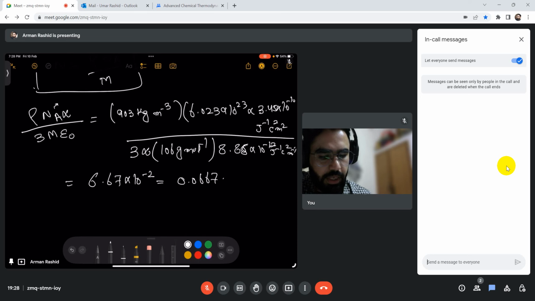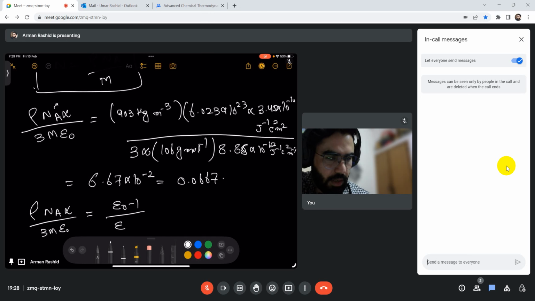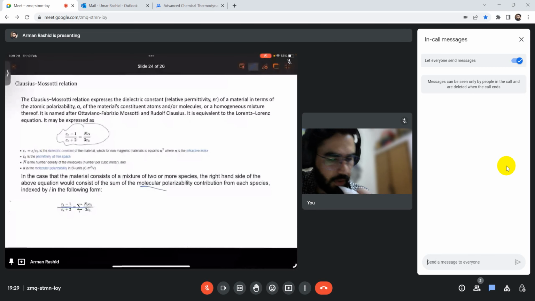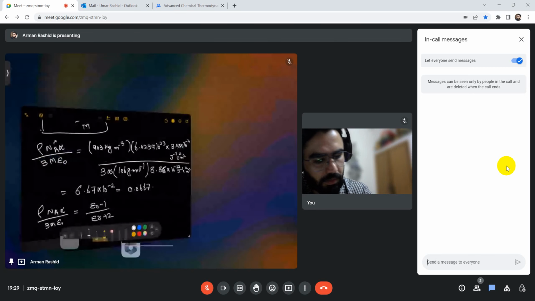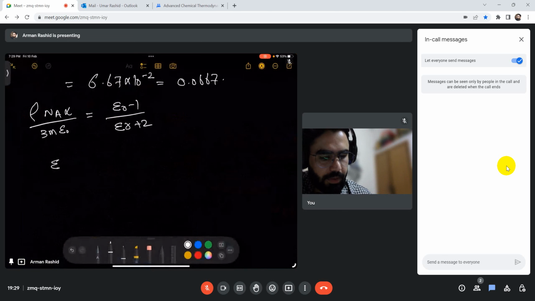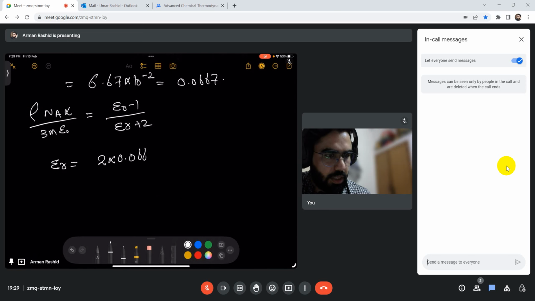Now we know from the Clausius-Mossotti equation that rho Na alpha divided by 3 M epsilon 0 is equivalent to epsilon r minus 1 divided by epsilon r plus 2. So epsilon r is equivalent to 2 multiplied by 0.0667 plus 1, divided by 1 minus 0.0667. It will be given by 1.21.